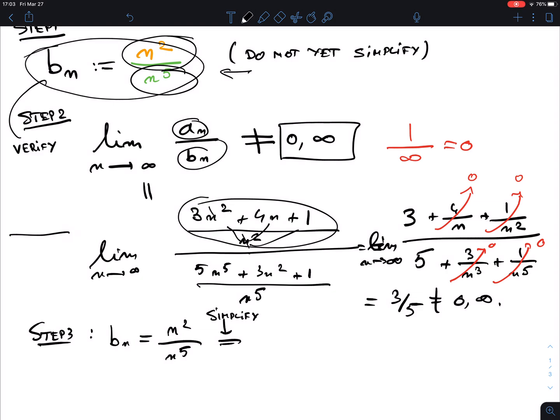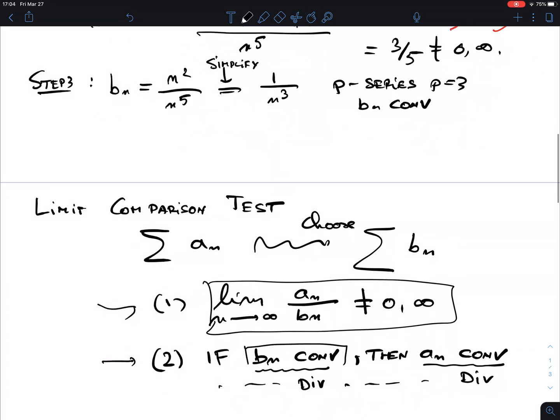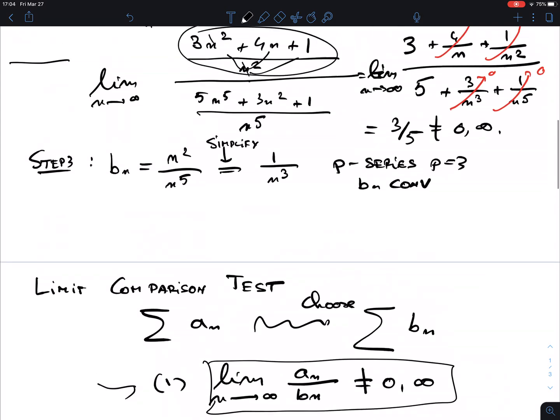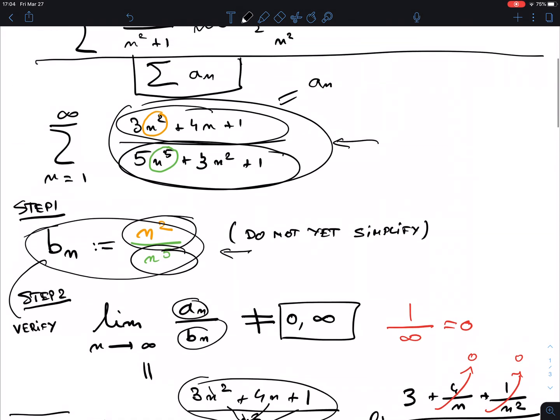All right? Okay, so I now simplify, and remember what I'm going to get. Geometric or p-series? A p-series, obviously. So I'm going to write it as a p-series, and that would be in the denominator. So this is a p-series, and p is 3. So that means Bn converges. But if Bn converges, then An converges. So my conclusion is An converges. So this original sequence that I had is convergent.